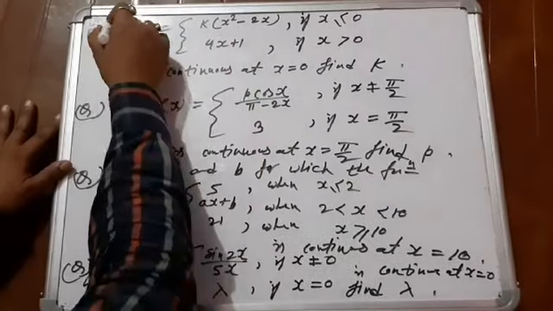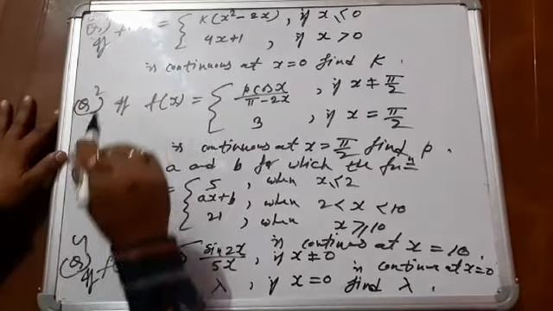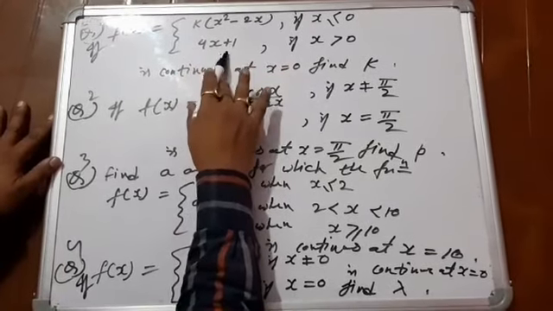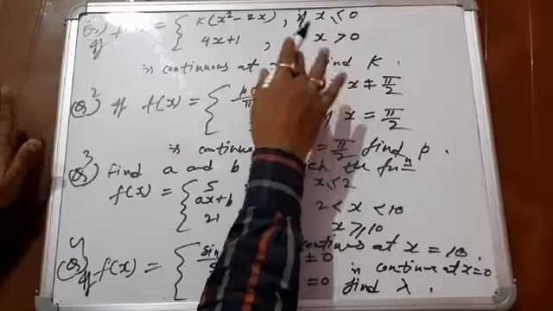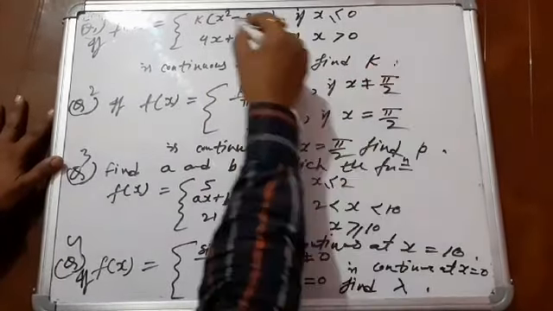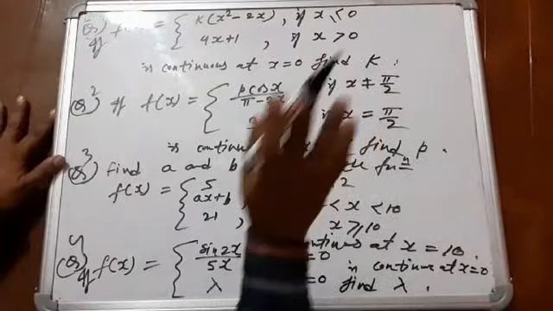First question, second, third, the fourth. First question: f(x) is equal to k into (x square minus 2x) by (4x plus 1). The condition is given, and it is given that this function is continuous at x equal to 0. You are going to find the value of unknown k here.